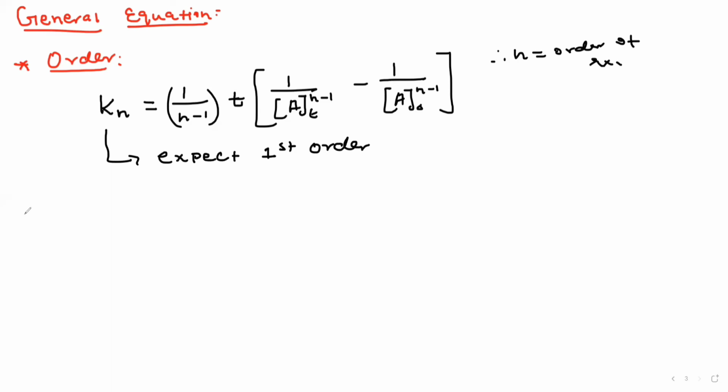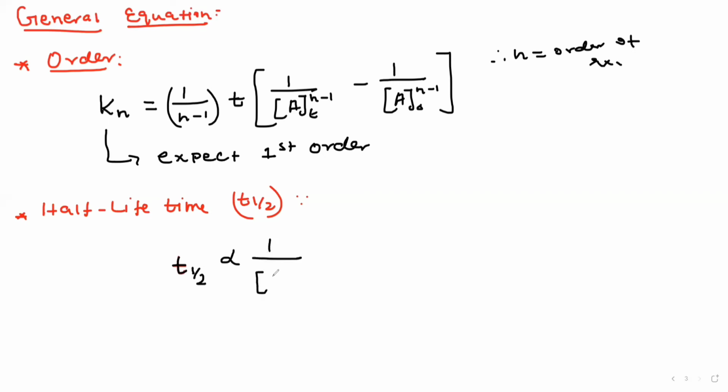Now, what is the general equation of half-life? Please note, very important: half-life period, half-life time, that is called t½. This is common for all order reactions. Note the equation, very, very important. The t½ is directly proportional to 1 by A0, the initial concentration, power n minus 1.